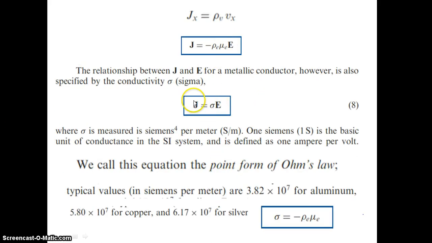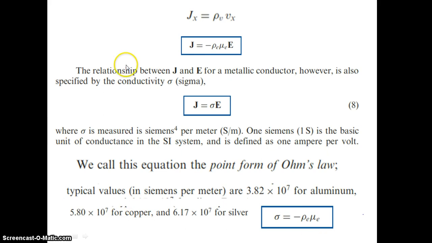Also, as per the point form of Ohm's law, J equal to sigma E, where sigma is the conductivity and the current density is related to the conductivity of the material and the electric field intensity. Sigma is in units of Siemens per meter and E is the field intensity, whose unit is volt per meter. J is the current density. This equation is called the point form of Ohm's law. And these are the conductivity values, 3.8 times 10 power 7 for aluminium, like that.